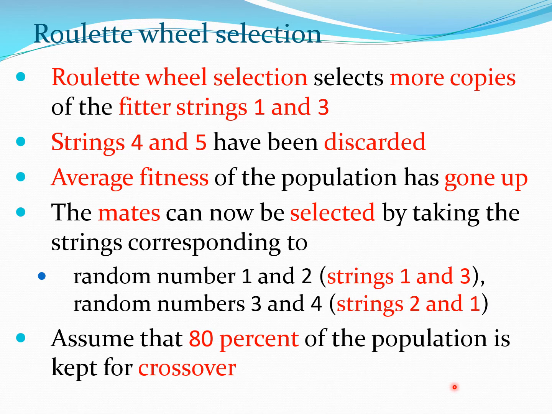So we see that the roulette wheel selection selects more copies of the fitter strings 1 and 3. Strings 4 and 5 end up being discarded. So the fitness of the population in the sense of the mean has gone up. So now we select the mates by taking the strings corresponding to, for example, 1 and 3 and 2 and 1. And let us say we don't generate the fifth point, we just take the best point and continue with that as the fifth point. So we are crossing something like 0.8 of the population.